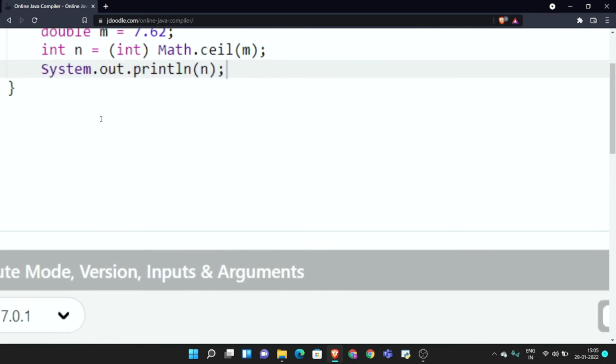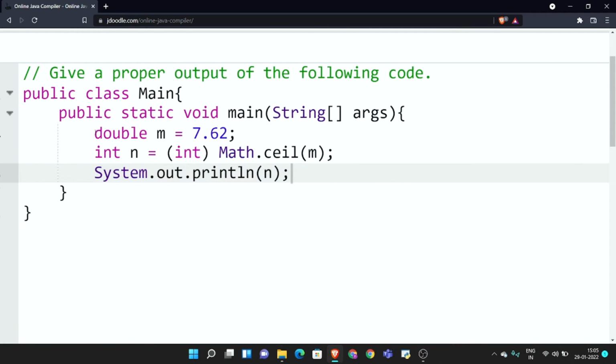So before explaining the code, I would like to explain two terminologies. This is a data type, and this is math.ceil. This double is a data type which is similar to the float. But the difference is that float is a 32-bit representation of a real number, while double is a 64-bit representation. That means double has more space compared to the float.